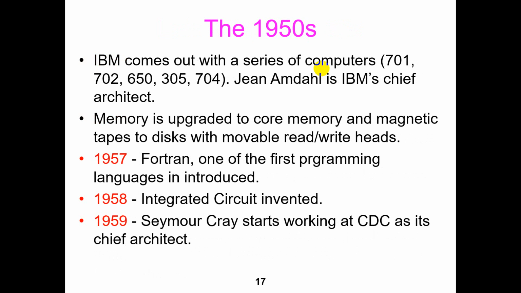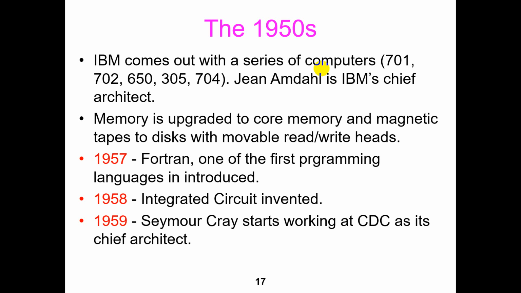In the 1950s, IBM came out with a series of computers: 701, 702, 650, 305, and 704. Gene Amdahl was IBM's chief architect. Memory was upgraded to core memory, and magnetic tapes were made removable with write tabs.